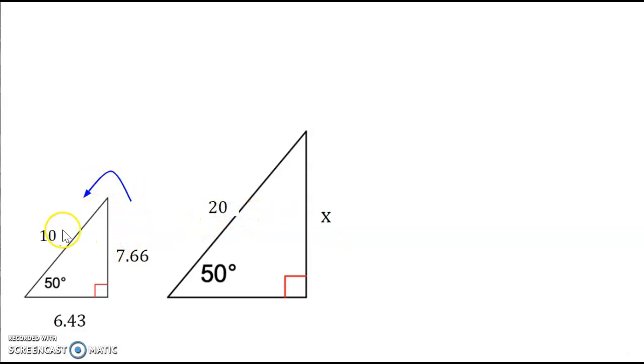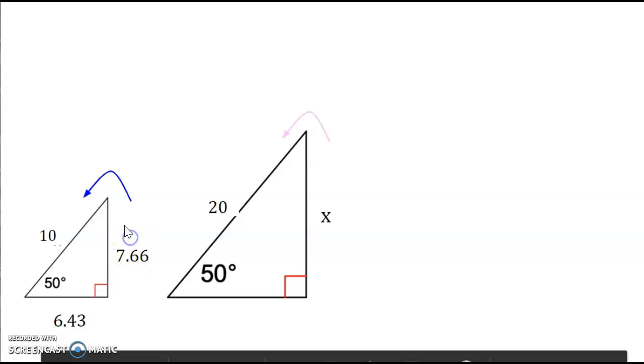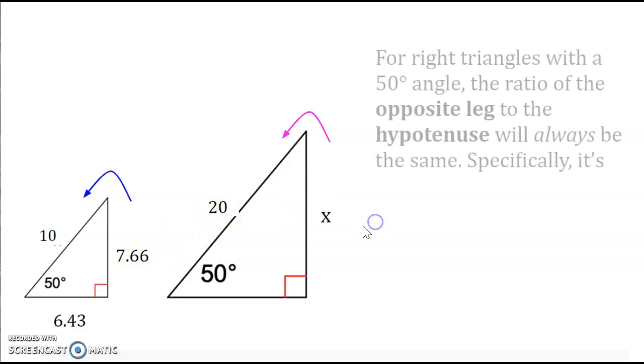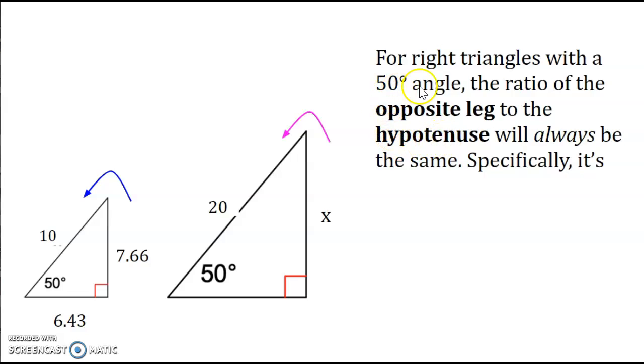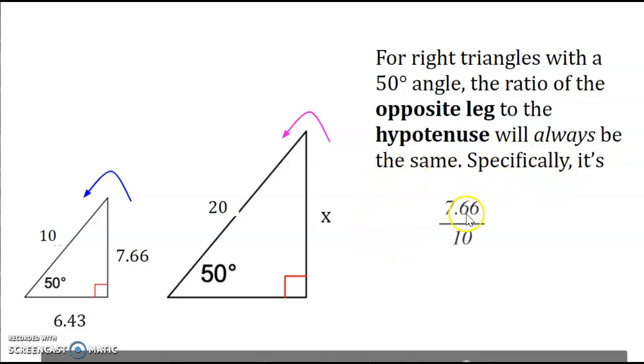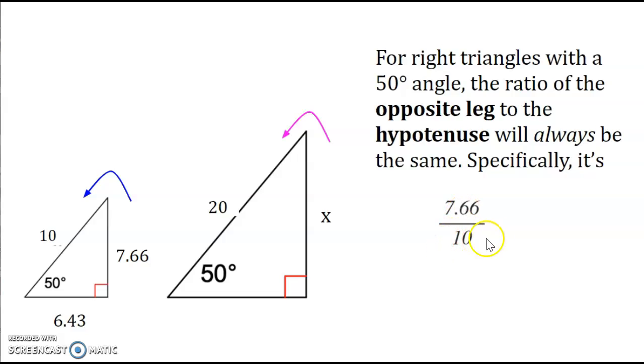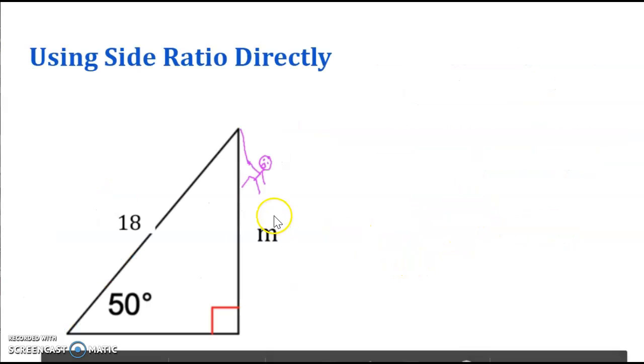Well, I know that the ratio within has to be the same. So 7.66 divided by 10 has to be the same as 20 over x. For the right triangle with a 50 degree angle, the ratio of the opposite leg to the hypotenuse will always be the same. Specifically, 7.66 divided by 10 is 0.766 is the actual number.